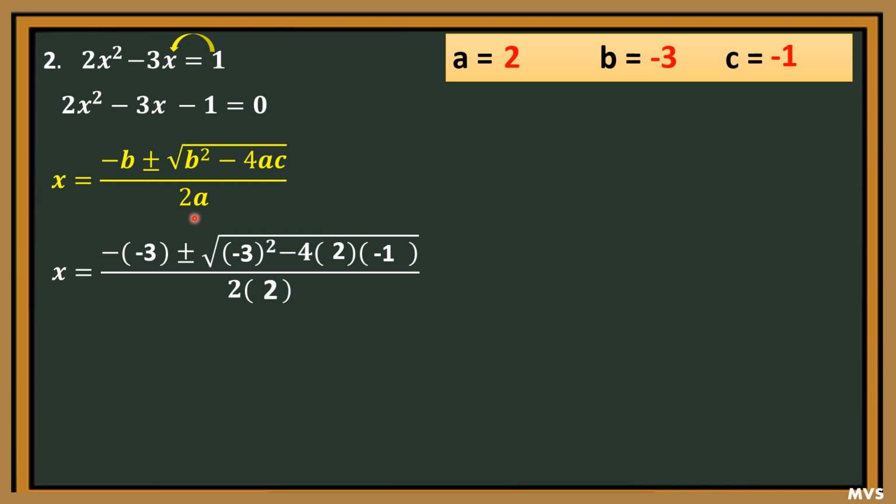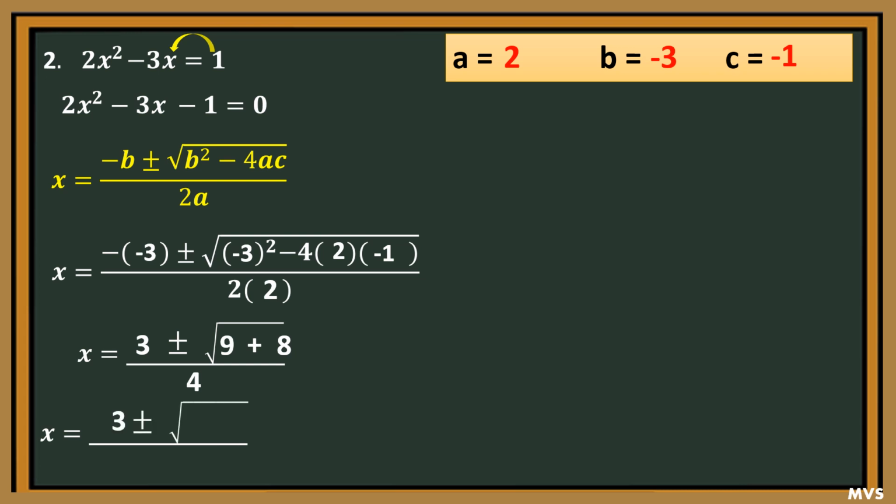Then we're going to simplify the equation. Negative times negative 3 is positive 3, plus or minus the square root of negative 3 squared, which is positive 9. Negative 4 times 2 times negative 1 is positive 8, all over 4. Next, x is equal to 3 plus or minus the square root of 9 plus 8, which is 17, all over 4.